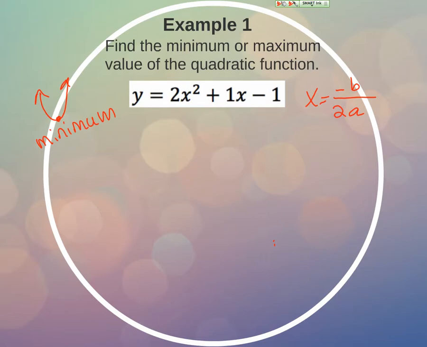So if I start that work, b is 1, so I've got negative 1 over 2 times 2. Some of this stuff is not the cutest, but we'll get through it. We end up with negative 1/4. So our axis of symmetry, the line that's right down the middle, is at negative 1/4.